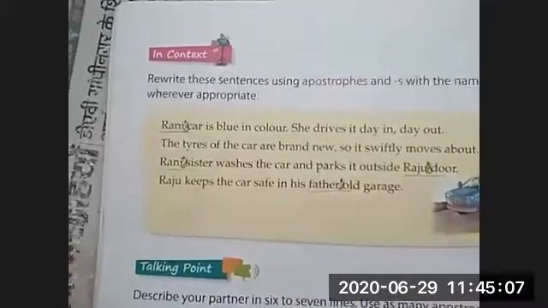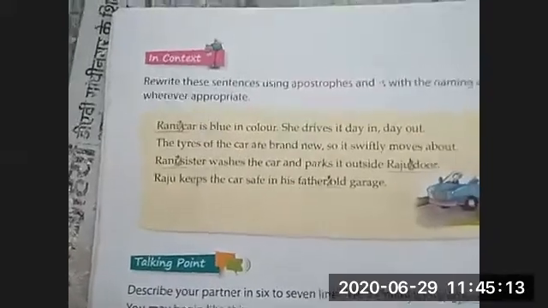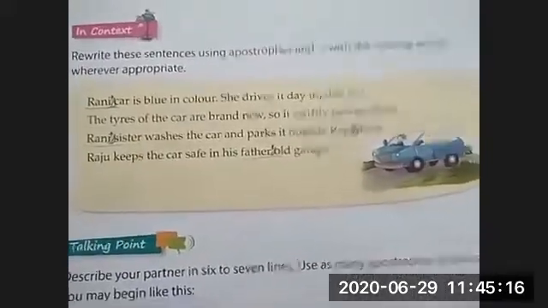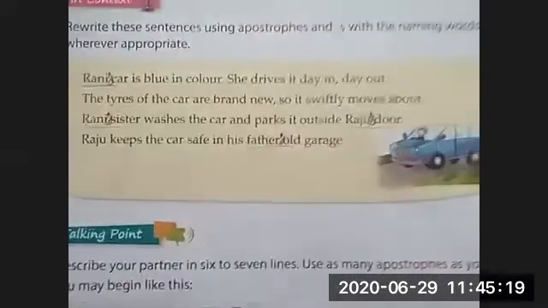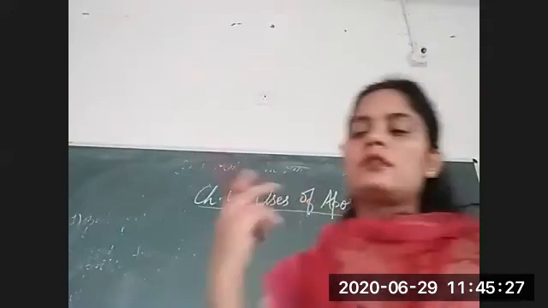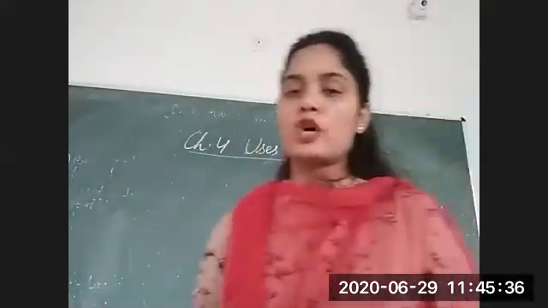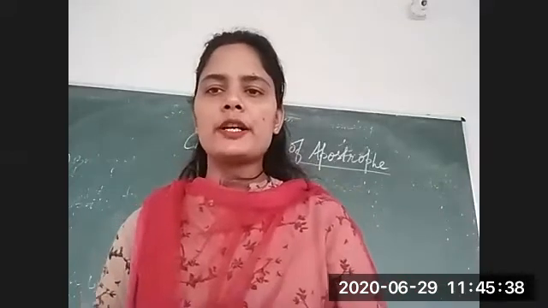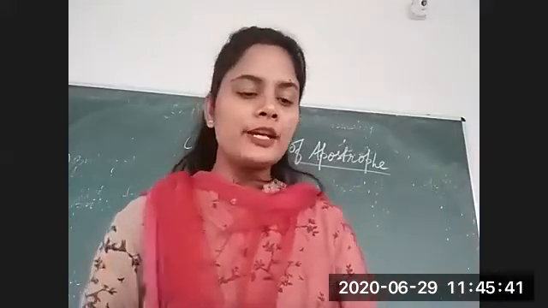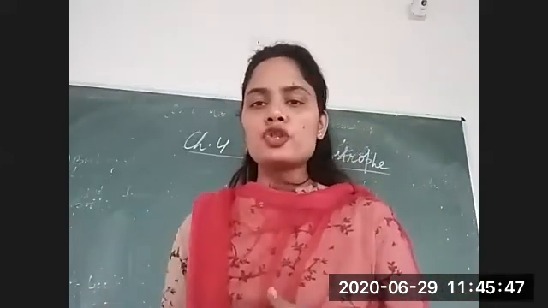Okay, children. So we have done this textual exercise. Now what will we do? We have to learn all the things related to this chapter. Understood? Yes or no? Okay. So we have completed all the textual of chapter 4, use of apostrophe. So why do we use apostrophe, children? We use apostrophe to show that something is owned by someone or belongs to someone.